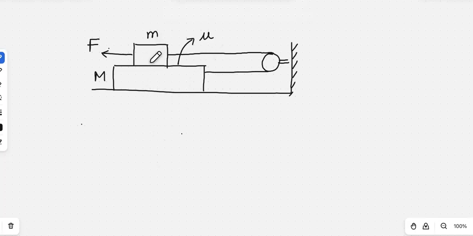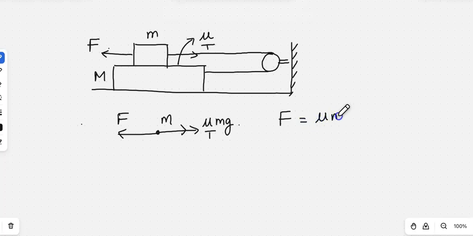If I draw the free body diagram of small mass m here, you can see the force to be applied is towards left, and now this is the maximum force. That means in the right direction there will be the maximum friction, which will be mu mg, and also there is a tension over here, capital T. Now since this is still in equilibrium, I can equate these two forces, so F equals mu mg plus T. And now let's look at the free body diagram of mass capital M.